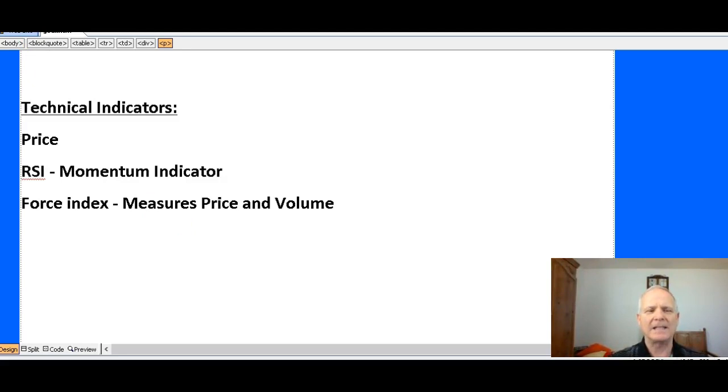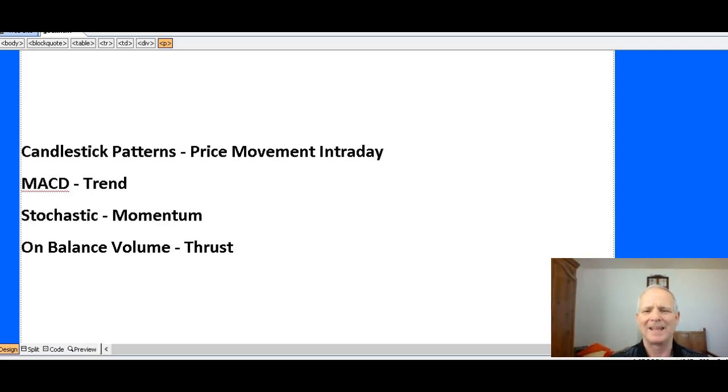So we're going to be looking at the technical indicators: price, the momentum indicator RSI, and force index, which measures price and volume. And as our supporting indicators, candlestick patterns, which give us price movement during intraday, the MACD trend indicator, the stochastic momentum indicator, and on balance volume, which gives us the thrust in the market. These are secondary indicators for our presentation here today.